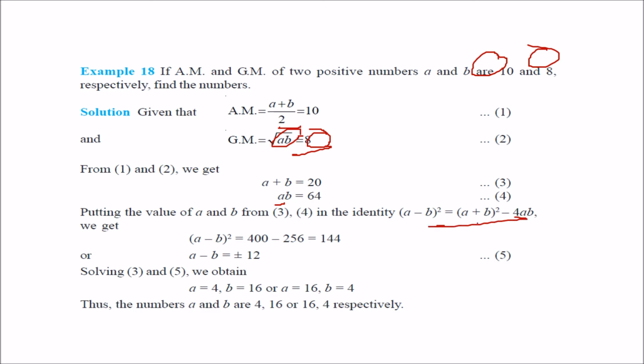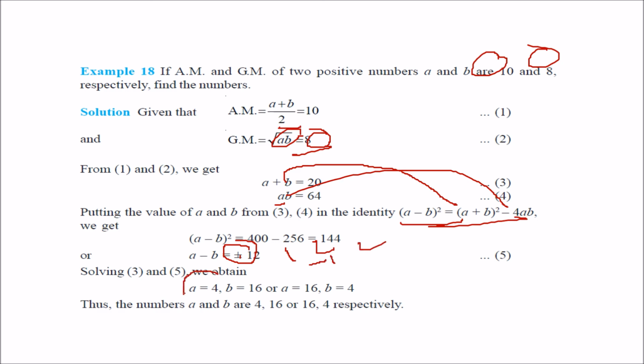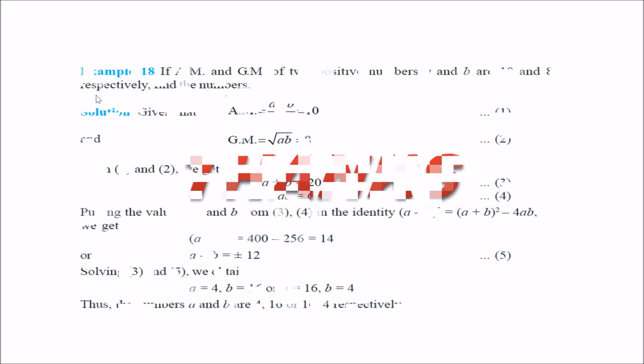But you know this formula. (A minus B) whole square is equal to (A plus B) whole square minus 4AB. So you take A plus B here and AB here. So you get A minus B. A minus B is plus minus 12. So one time you take A minus B equal to 12. One time you take A minus B equal to minus 12. So for that you get one time A equal to 4, B equal to 16. Next time you get A equal to 16, B equal to 4. So these are the values of A and B.